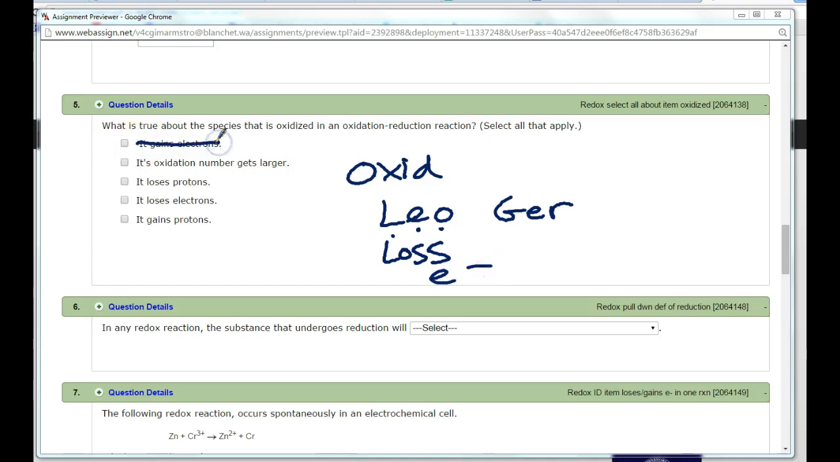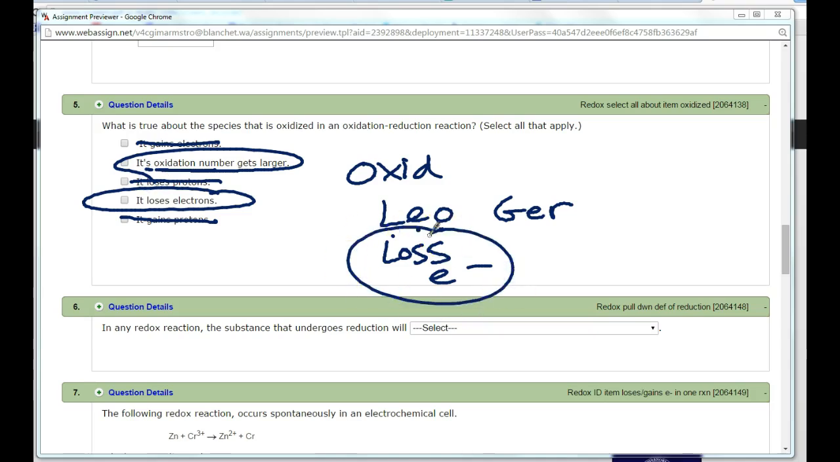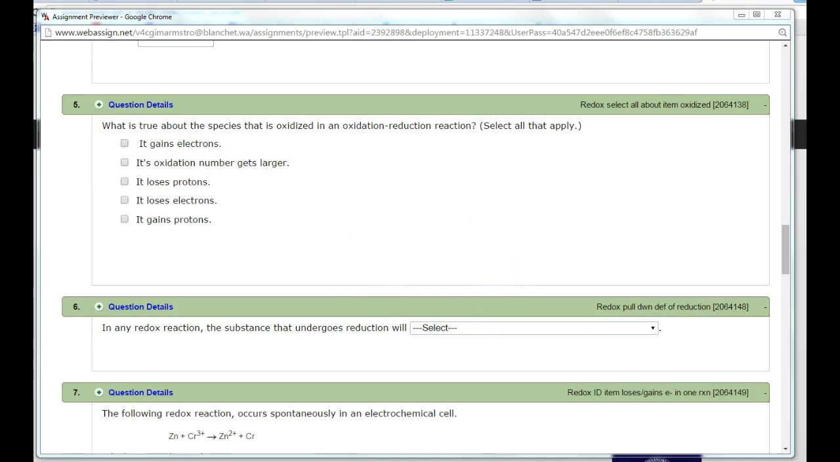So it can't be that it gains electrons. I'm not talking about oxidation number yet. It has nothing to do with protons; it loses electrons. Does its oxidation number get larger? Yes, if you lose negatives, you become more positive. So the oxidation number gets larger.